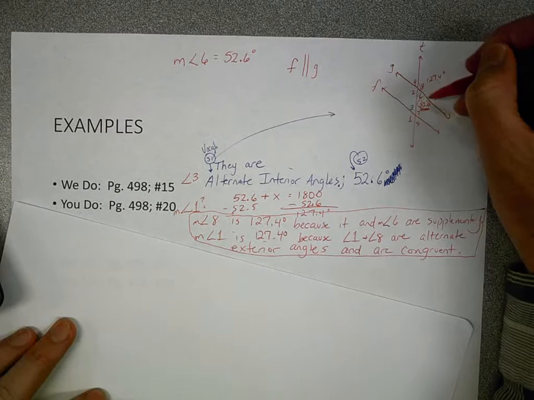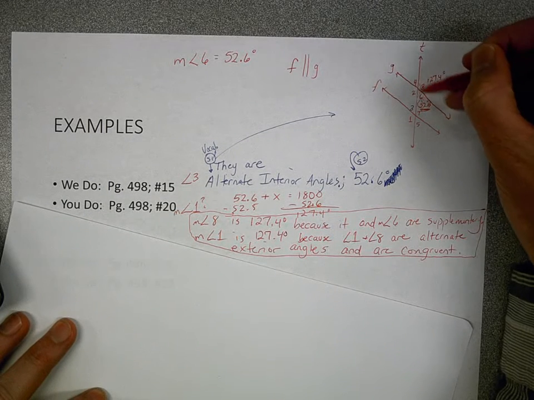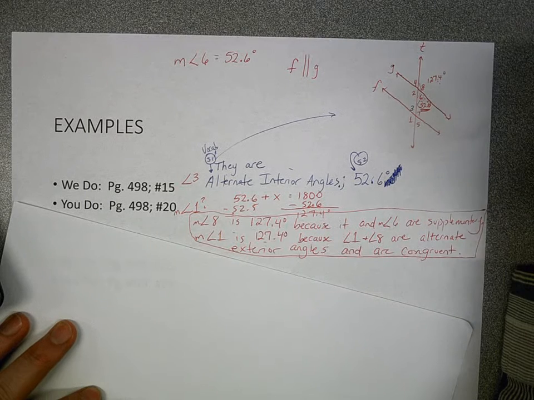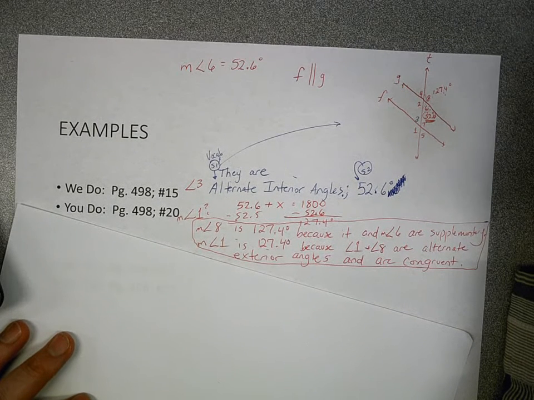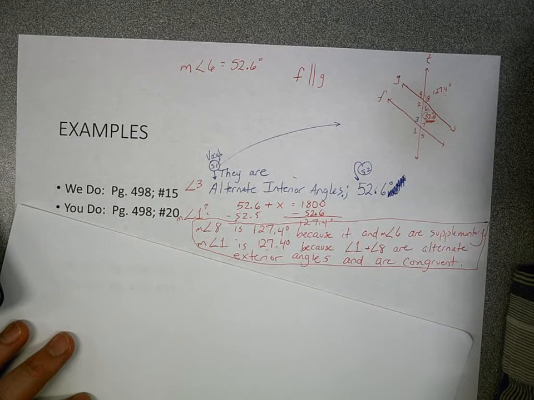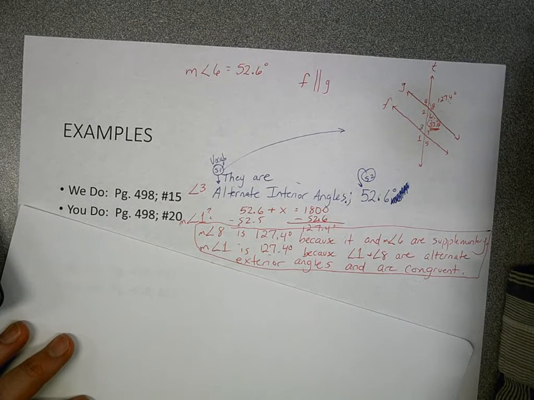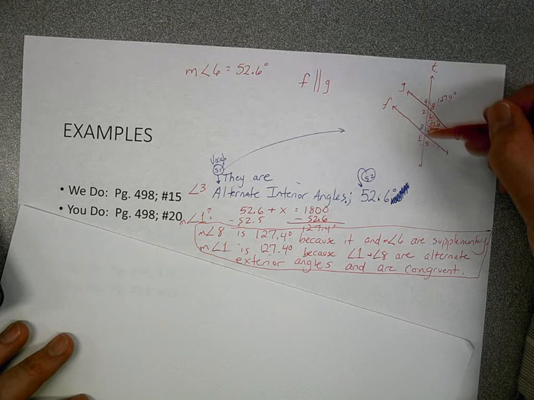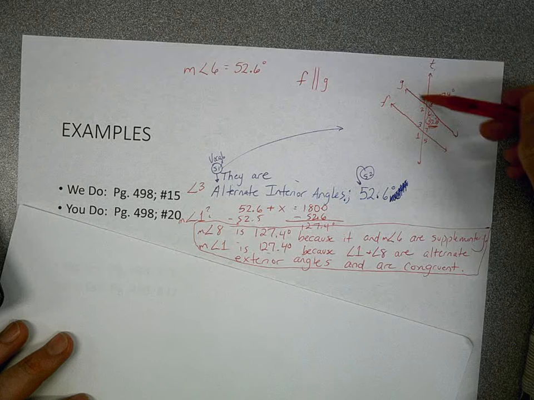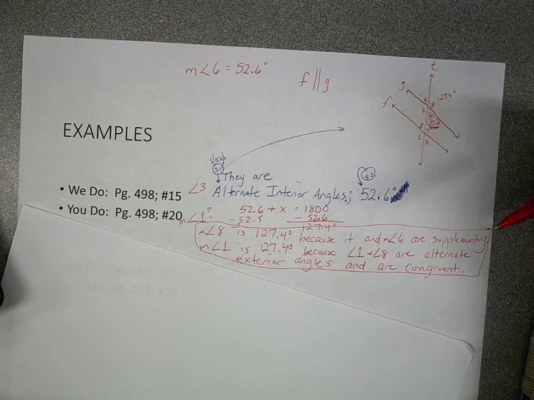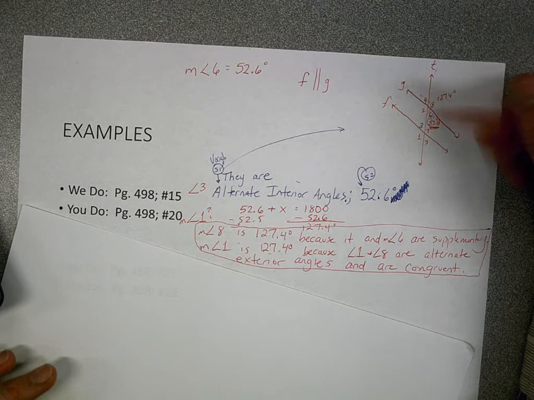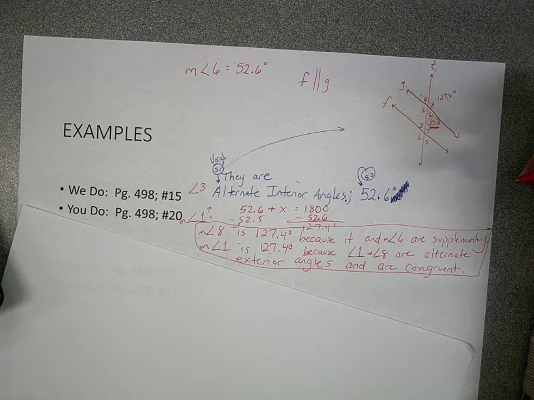Guys, does anyone know what 4 and 6 is? What kind of angles? Those are vertical angles. They're vertical. There's two intersecting lines, and they're across from each other. What do we know about vertical angles? They're congruent. Okay.